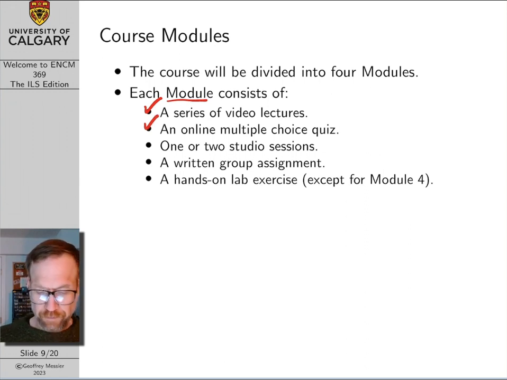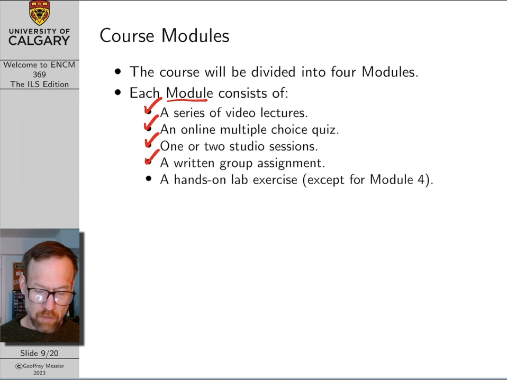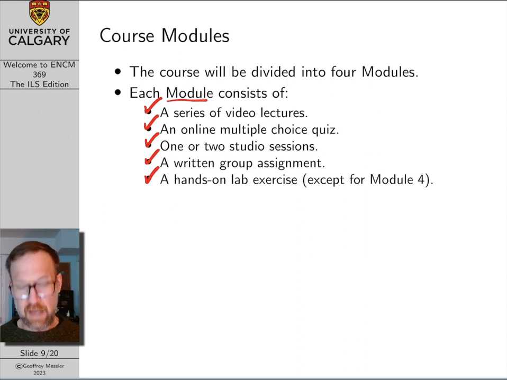After you watch the videos, you will do an online multiple choice quiz on D2L. This is an asynchronous quiz. It can be done anytime before a particular deadline. After the multiple choice quiz, we're going to have one or two, usually two, in-person studio sessions, right, where we gather together in the ILS room to discuss the course content and work on the labs. After our studio sessions, there's going to be a written assignment that's due, and also during the studio sessions, we're going to be working on hands-on lab exercises. Every module is going to have a lab exercise except for the last module, Module 4.